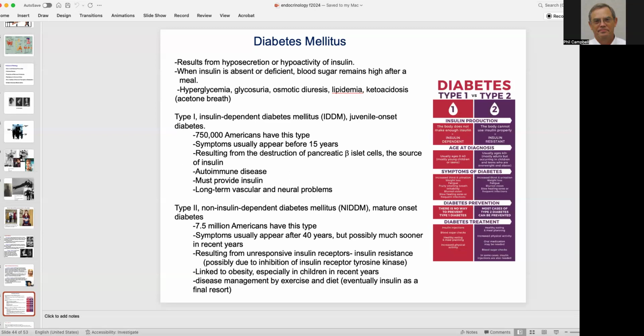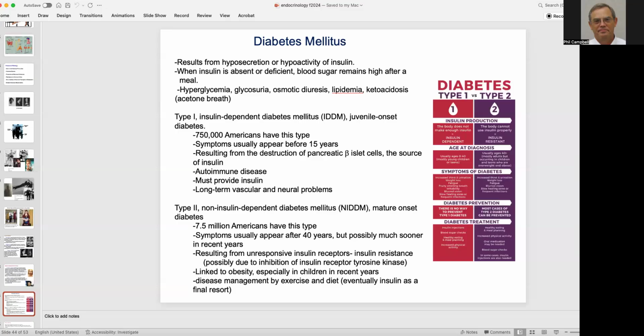This takes years to happen. Once you have enough of these beta islet cells in the pancreas destroyed, you cannot maintain insulin and you will ultimately die unless you receive exogenous insulin. Prior to 1925, type 1 diabetes was a death sentence. No one survived once you got it. With the application of insulin in the mid-20s and up, today they can live essentially normal lives. You just apply exogenous insulin.